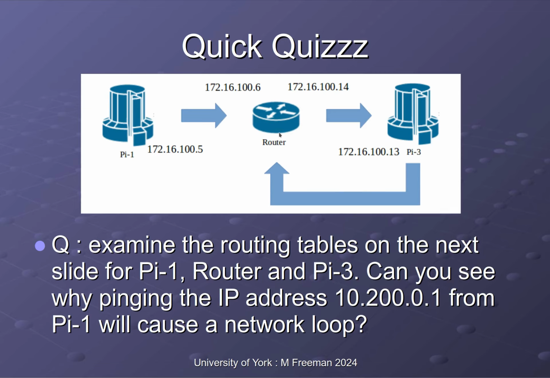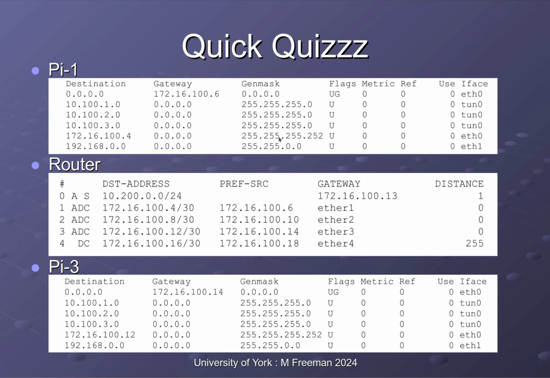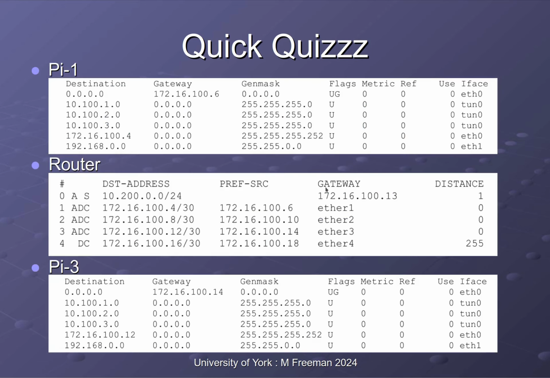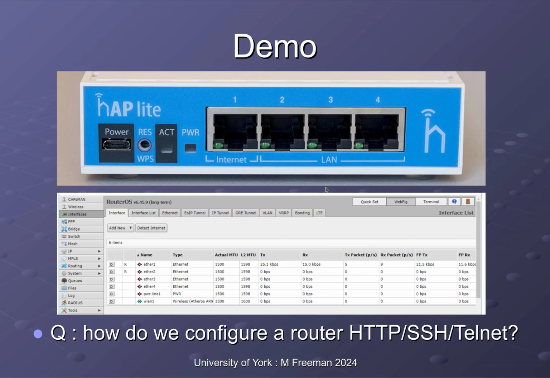That's what we want to do, and we do that if we set up our system with the following routing tables. So this is the routing table for Pi 1, the router, and for Pi 3. Can you have a look at these, and can you spot why, if Pi 1 was to ping the IP address 10.200.0.1, we'd end up with that network loop? Why we'd end up with a packet getting stuck between Pi 3 and the router? And as always, we will look at the answer to this in the lecture review session.